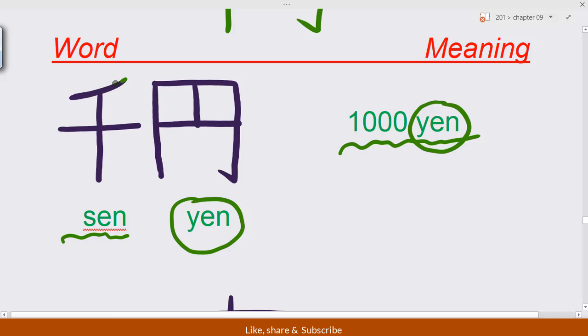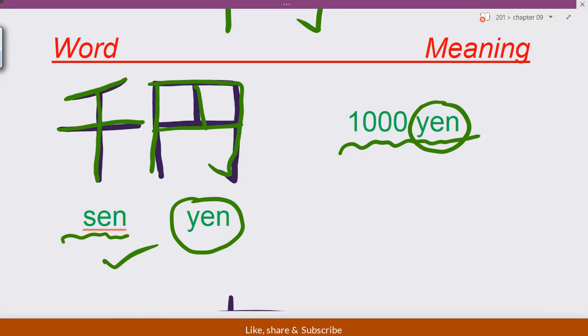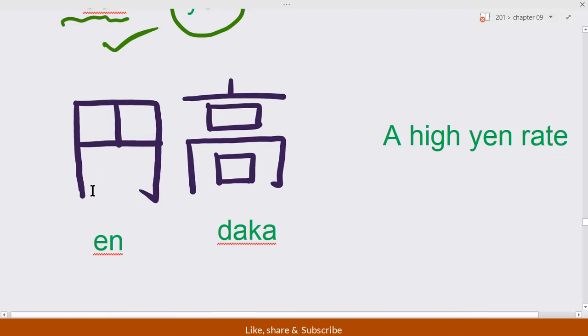So here, sen: first one, second and third. And we know also the yen. So here, sen yen, 1000 yen, sen yen.